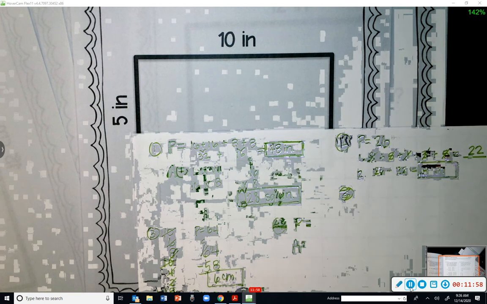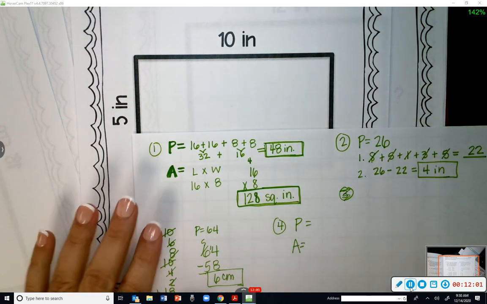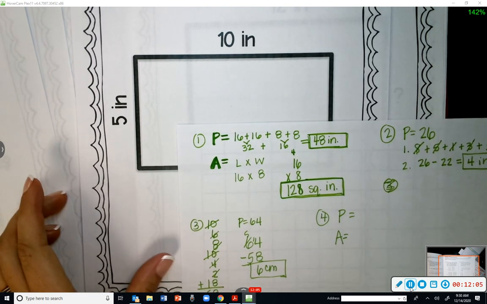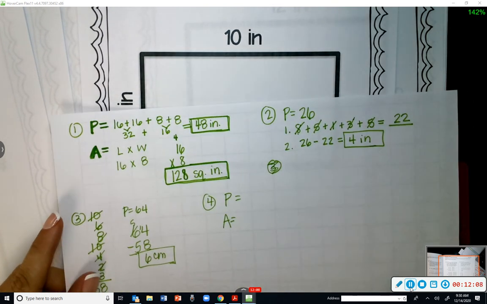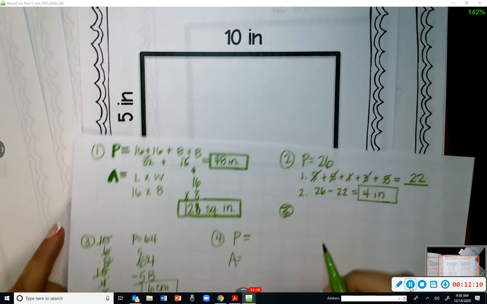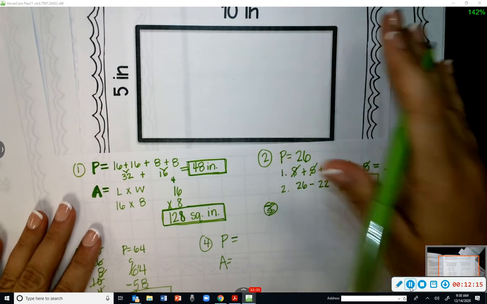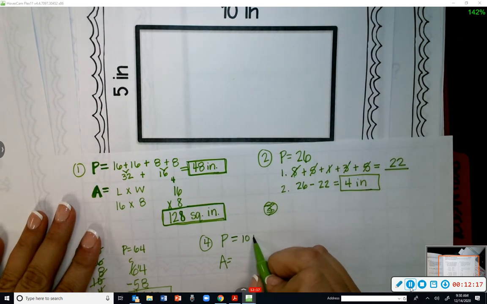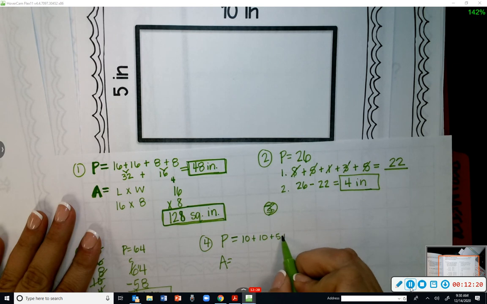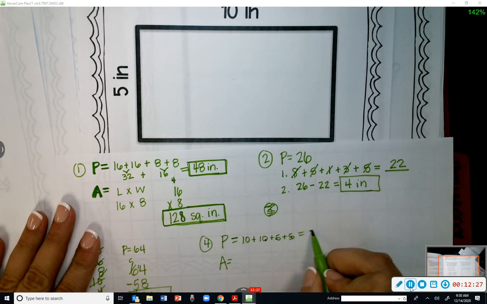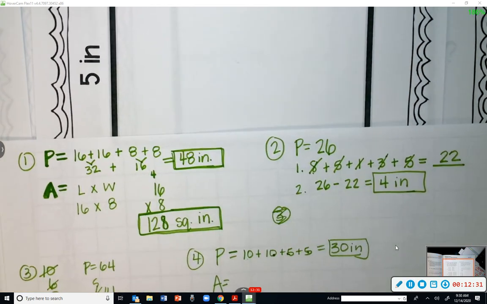Okay, so for perimeter, I add all the sides, right? So what should I add, Javea? All the sides. Which is what? There we go. 10 plus 10 plus 5 plus 5. 10 plus 10 is 20, 25, 30. So the perimeter should have been 30 inches. Okay, can y'all see that?